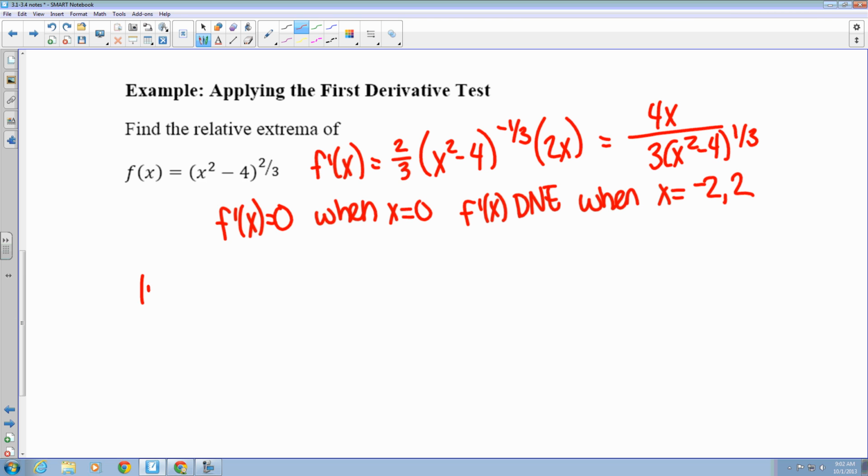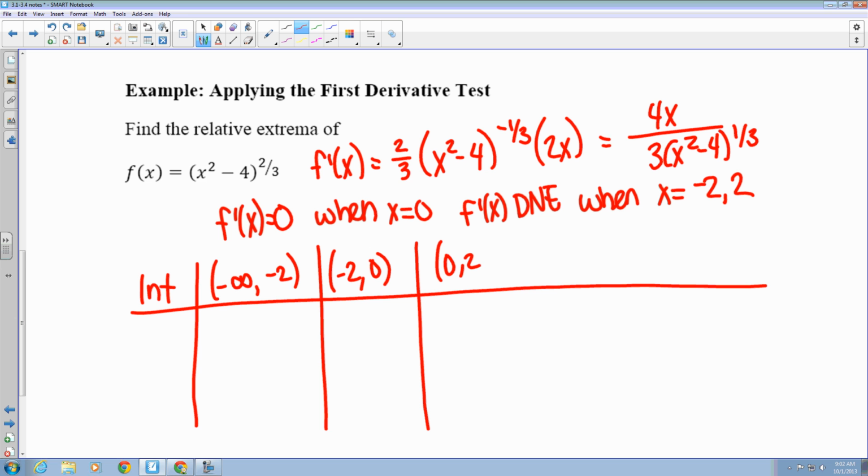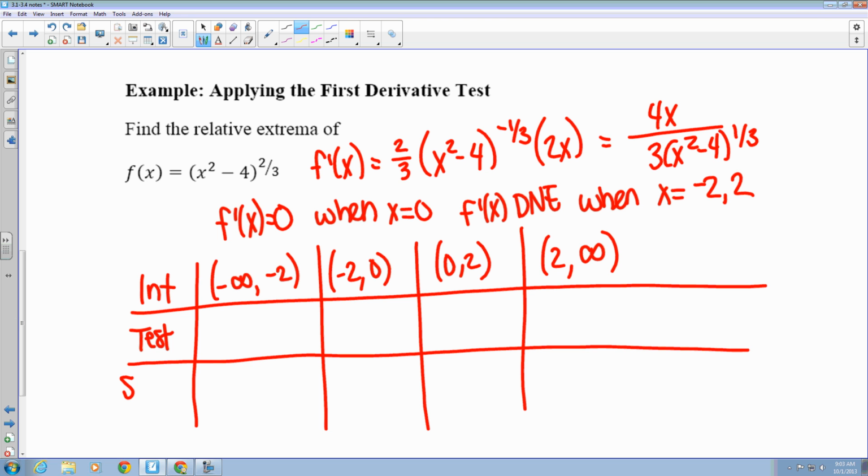We're going to have a couple extra intervals because we have 3 critical points. Starting at negative infinity, going to -2, then -2 to 0, 0 to 2, and from 2 to infinity. Always pick a test number, the sign of the derivative, and then the conclusion on the bottom.